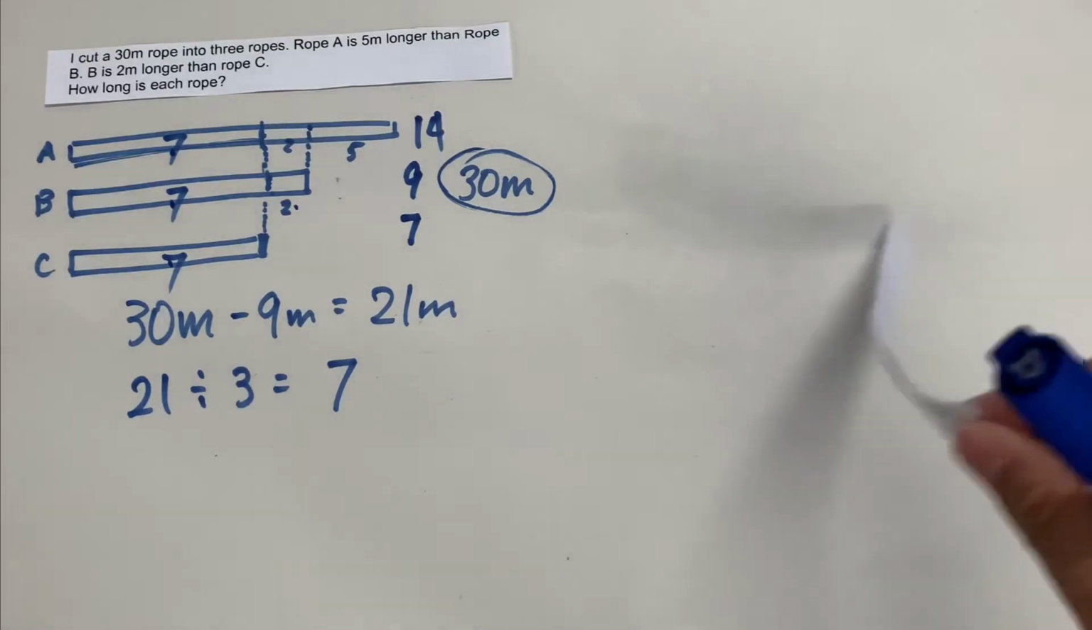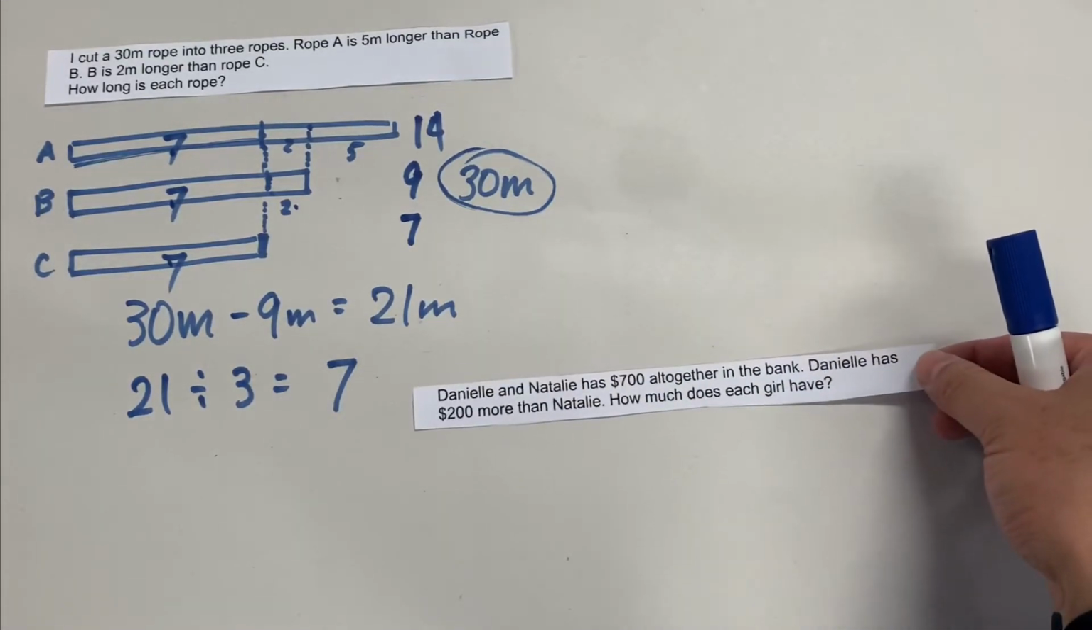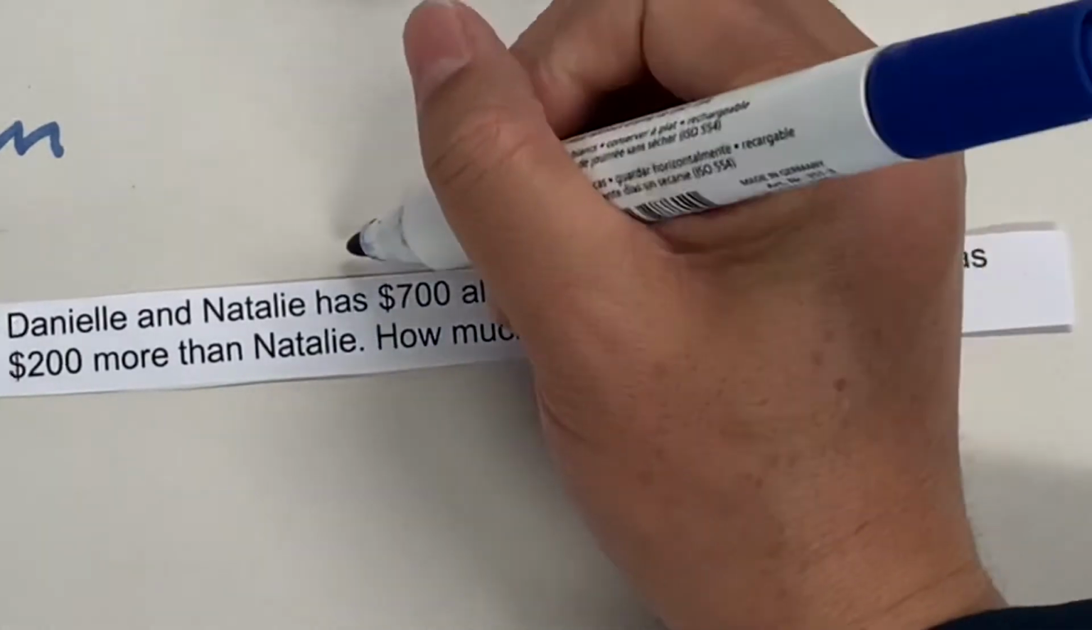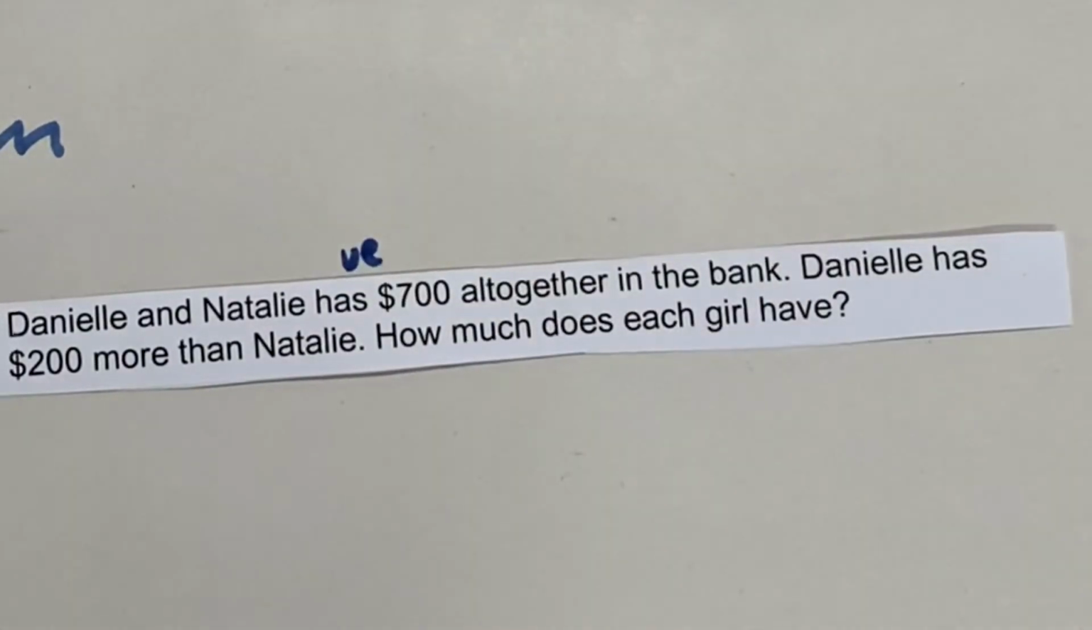I'm going to give you a bit of a money problem. Danielle and Natalie have $700 altogether in the bank. Danielle has $200 more than Natalie. How much does each girl have?